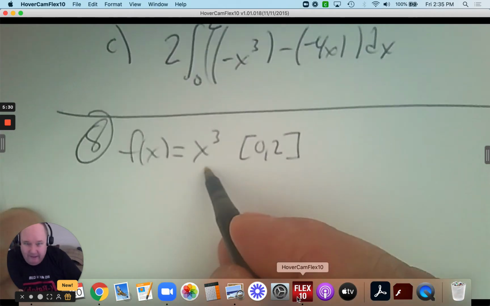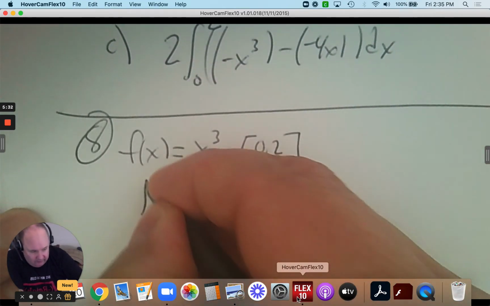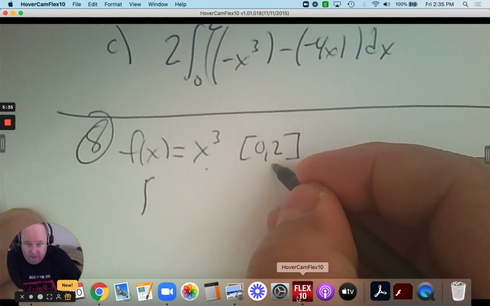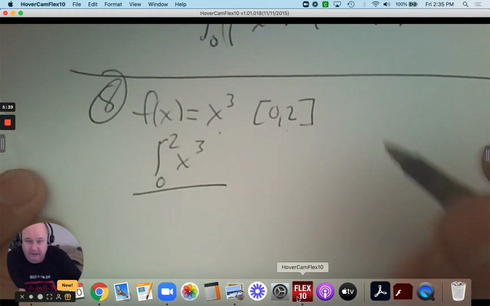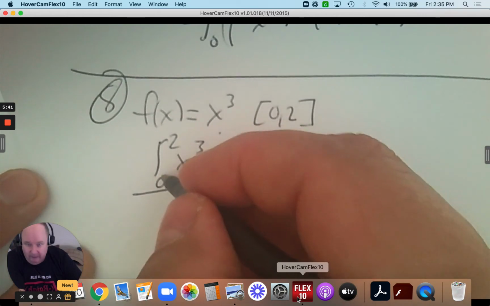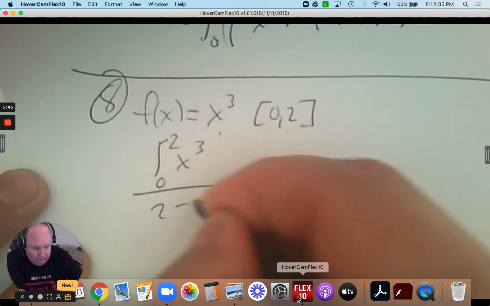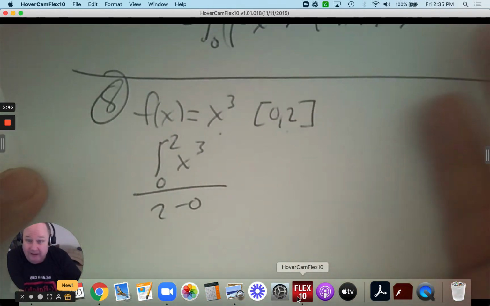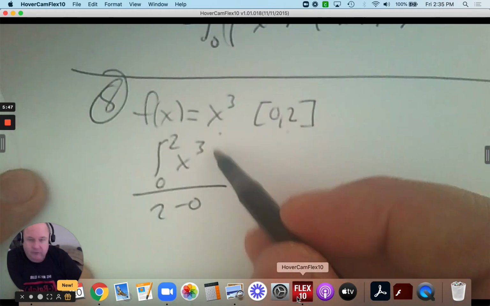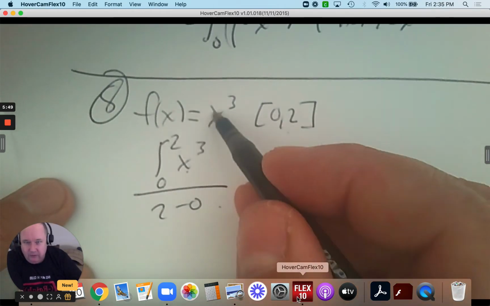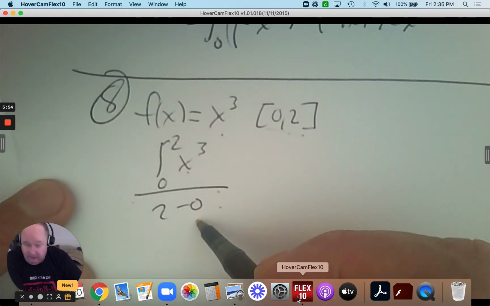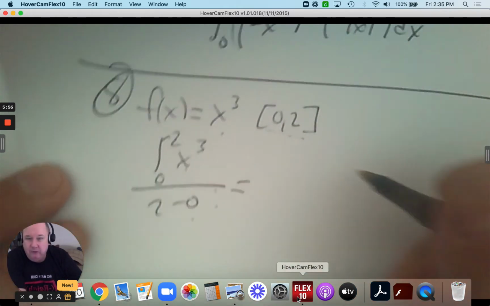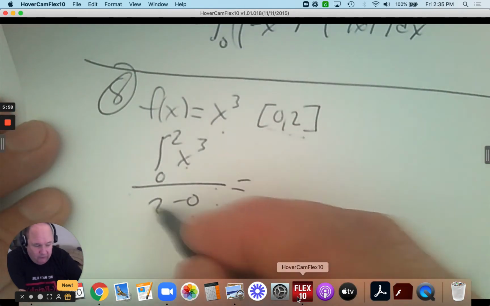To find the average value, you integrate the function over the interval. So we integrate from 0 to 2, and then you divide by the difference of the limits. You take the upper, subtract the lower, and that's it. So that's the setup of it. Now, if I'm going to do this, first of all, 2 take away 0, that's simple.